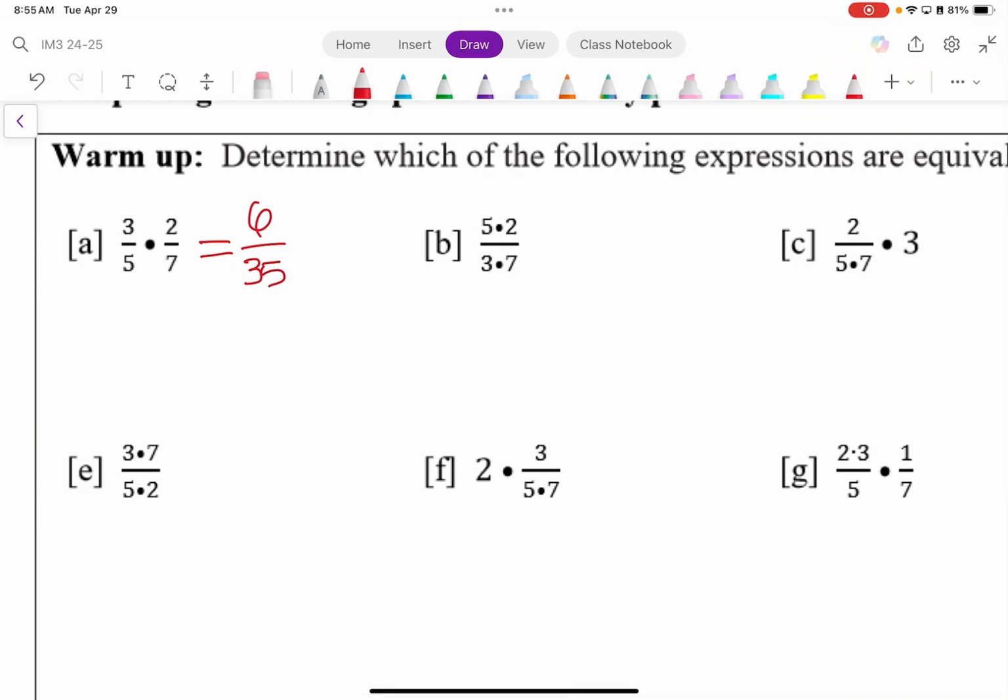In problem B, what we did is we took the first fraction and we flipped it. Instead of 3 over 5, now we turned it to 5 over 3. Let's see how that changes the result. Well, now we're doing 5 times 2 over 3 times 7, which does not give us 6 over 35, but gives us what instead? 10 over 21.